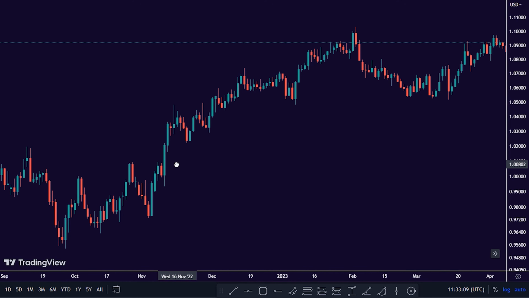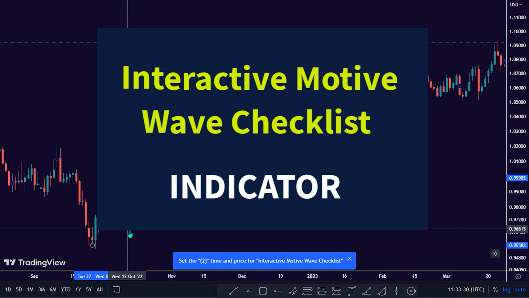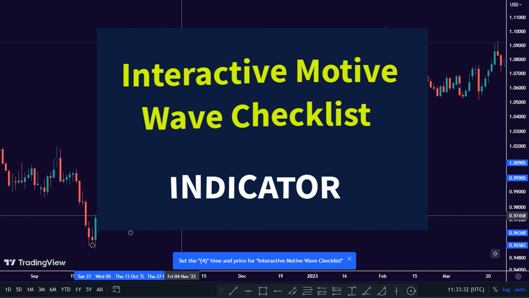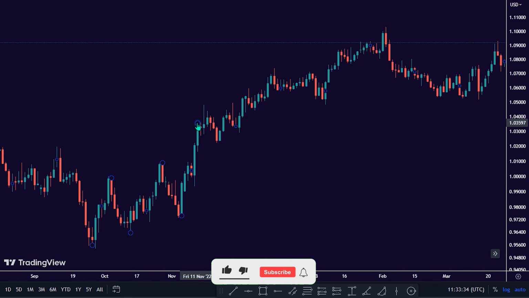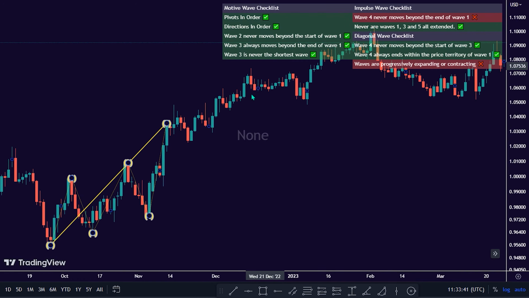In this short video, I will show you how to build a powerful trading strategy with the Interactive Motive Wave Checklist indicator to detect trade opportunities in the market. The Interactive Motive Wave Checklist indicator is a tool that can be used for learning a bit about Elliott waves.